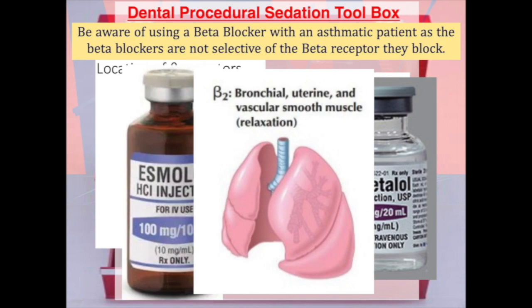So as we see, it relaxes bronchioles. So you're not going to want to give a beta blocker to a patient that's an asthmatic or having some trouble breathing. Because if we need to rescue them, they need to have beta 2 being able to be stimulated. So one of the first things I always ask every time I decide I want to use a beta blocker is to know that I'm not going to give it to them if they're an asthmatic.